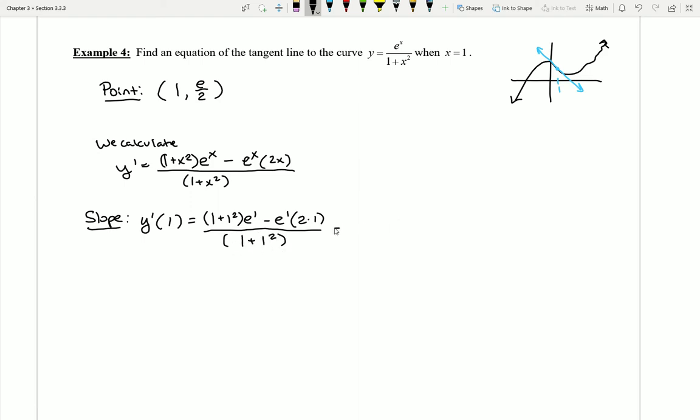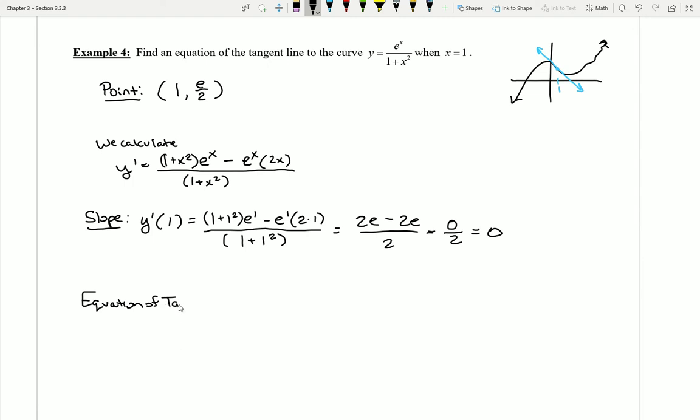All right, so let's simplify this out here. Notice this is going to be 2 times e, minus 2 times e, all divided by 2. That's really just going to be 0 divided by 2. And so it looks like the actual slope of my line is 0. All right, well, I have a slope, I have a point, and so I should be able to write out the equation of my line.